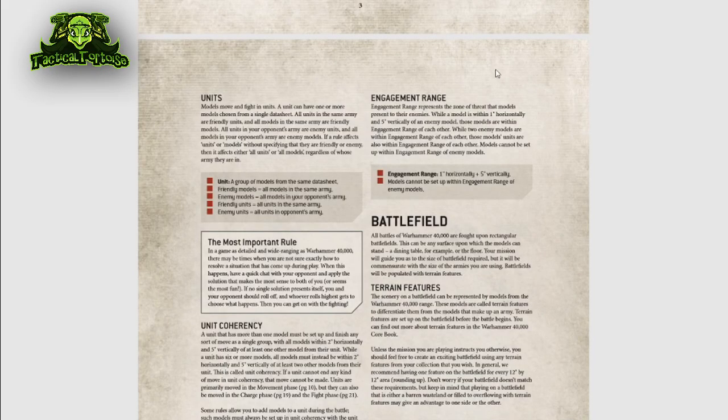Engagement range has also been more clearly defined on this page. In 8th edition, it wasn't even really defined, and units just couldn't be within 1 inch of each other, but it has been defined very clearly in 9th edition, where it is the zone 1 inch horizontally and 5 inches vertically from a model. That's the range at which you engage enemy units in melee, and without charging, enemy units can't pass into that range, outside of a couple key instances like heroic interventions and pile-ins.